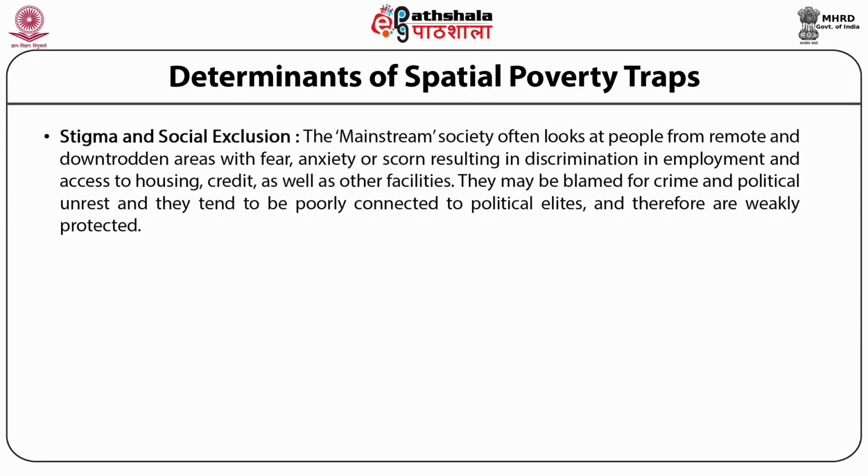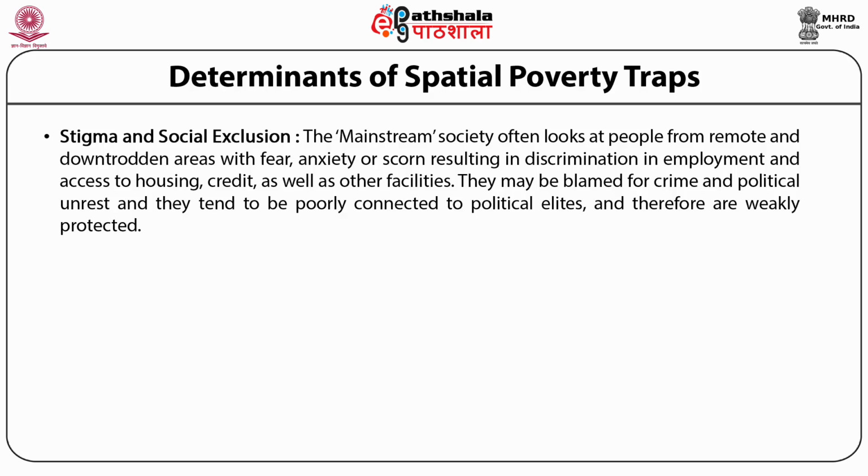Another determinant is stigma and social exclusion. The mainstream society often looks at people from remote and downtrodden areas with fear, anxiety, and scorn. Stereotypes, labels, and stigma based on race, ethnicity, language, religion, culture, or habits may result in exclusion and discrimination. This may result in discrimination in employment and access to housing, credit, as well as other facilities even if they try to migrate. They may be blamed for crime and political unrest, and they tend to be poorly connected to political elites and therefore are weakly protected.